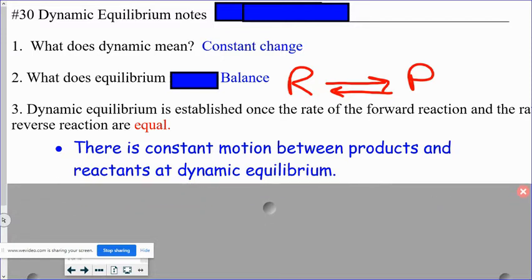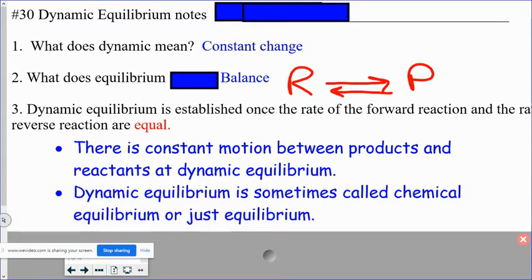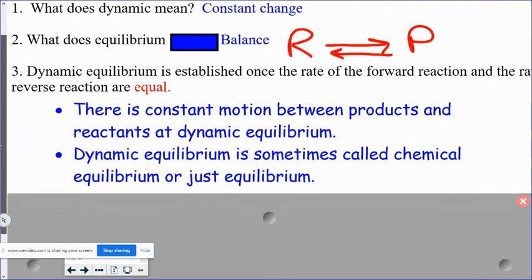So there's constant motion between the products and reactants in dynamic equilibrium. Dynamic equilibrium is sometimes called chemical equilibrium, and sometimes it's just flat out called equilibrium.